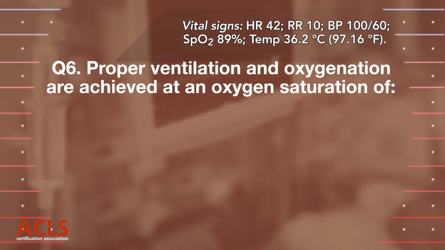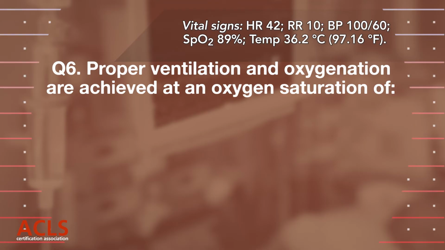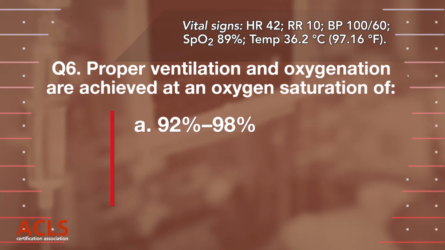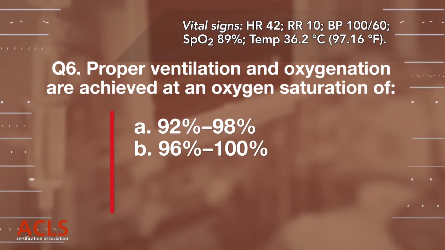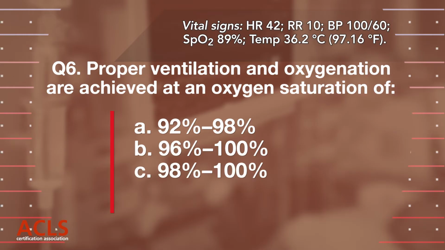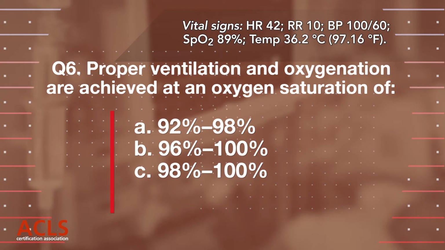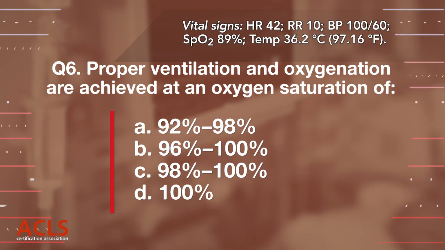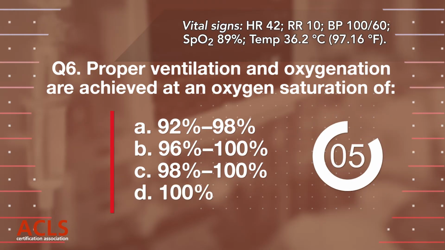Question 6. Proper ventilation and oxygenation are achieved at an oxygen saturation of A. 92 to 98%, B. 96 to 100%, C. 98 to 100%, D. 100%.